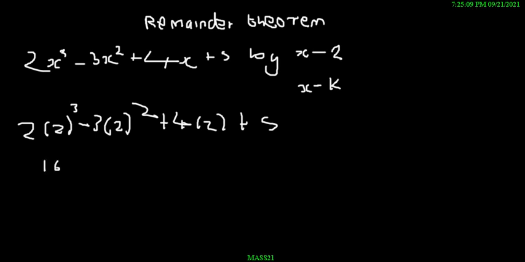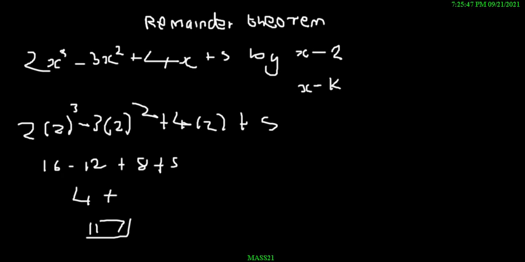We just write 16 minus. So this is 4, 4 times 3 is 12. Plus 4 times 2, which is 8, plus 5. So 16 minus 12, that's 4. 4 plus 8, or 4 plus 5, that's 9. 9 plus 8, that's 17. So the answer here is 17.